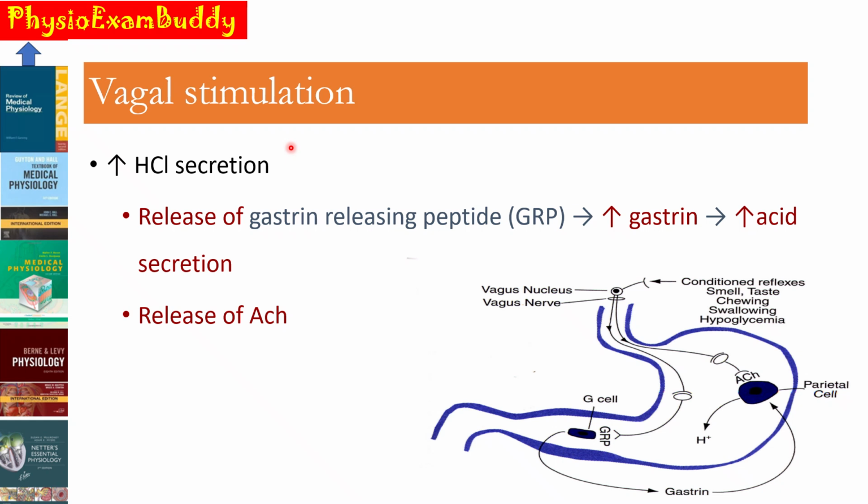Next, about the vagal stimulation in detail. This vagal stimulation increases the HCl secretion by two mechanisms. The first one is by releasing a peptide known as gastrin releasing peptide or GRP, which will increase the gastrin secretion and thereby the acid secretion in the stomach. And the next mechanism is by the release of acetylcholine, thereby increasing the HCl secretion.